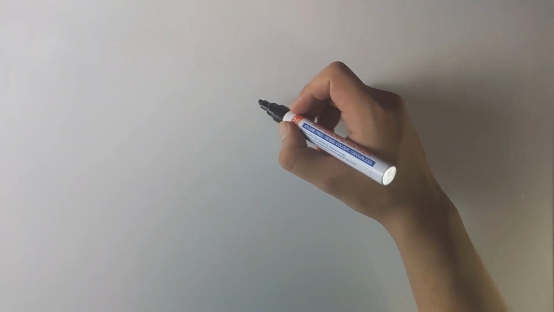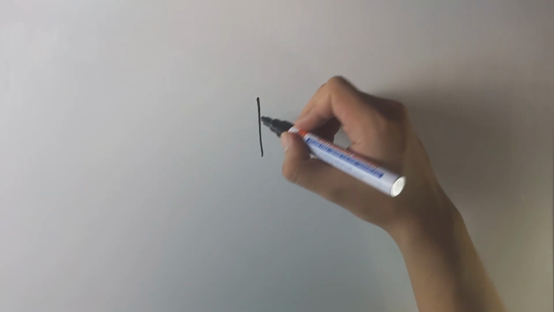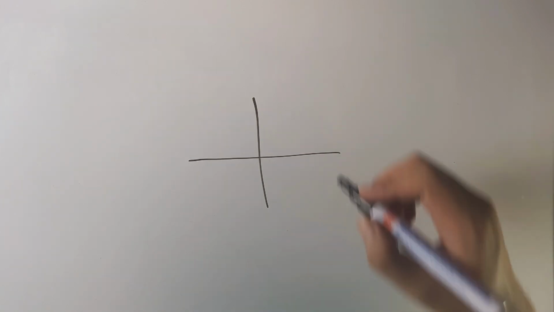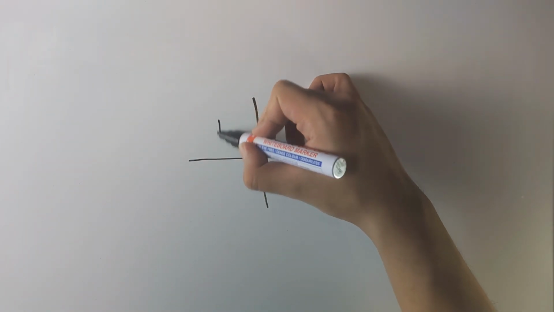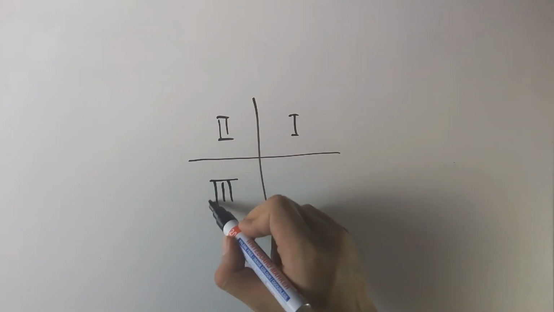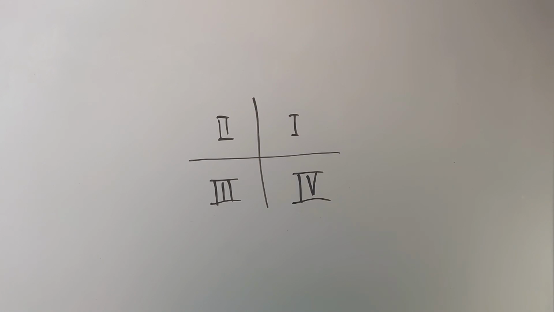So first, let's define the Cartesian plane. It looks something like this. So here, this would be our quadrant 1, correct? Then this is our quadrant 2, this is our quadrant 3, and this is our quadrant 4, right?